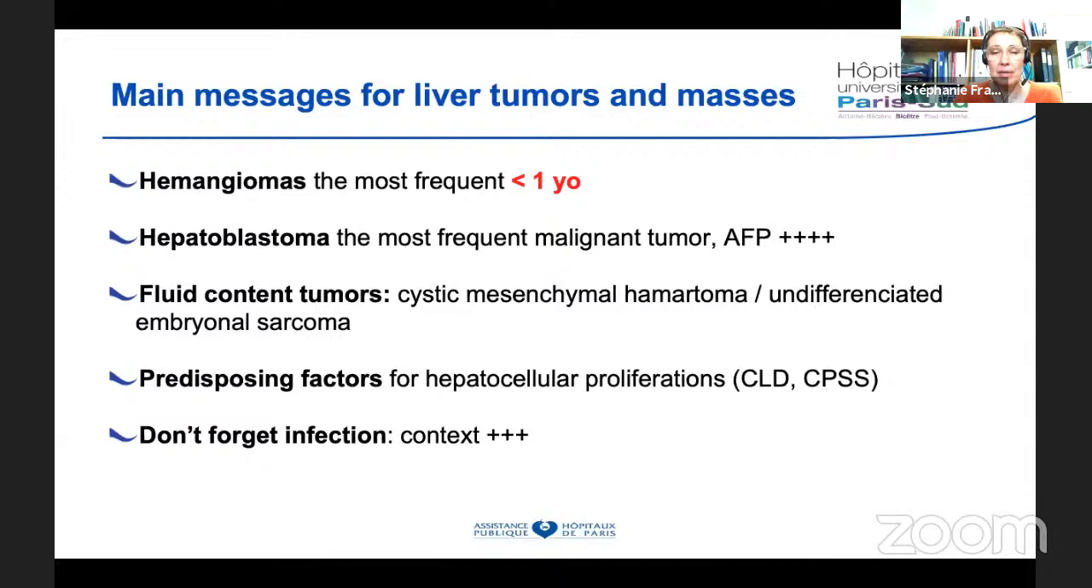So my messages for liver tumors and masses: think hemangioma. It's the most frequent before the age of 1 year, but never after 1 year. Hepatoblastoma is the most frequent malignant tumor, and alpha-fetoprotein is very elevated.